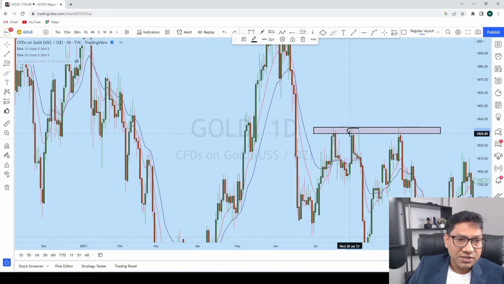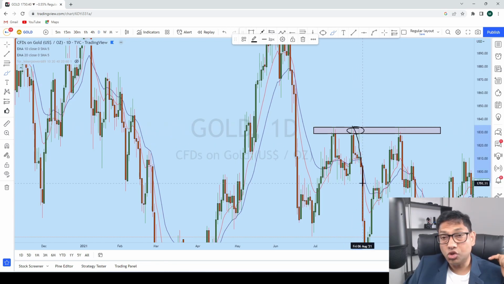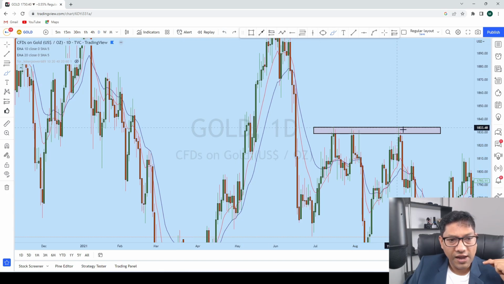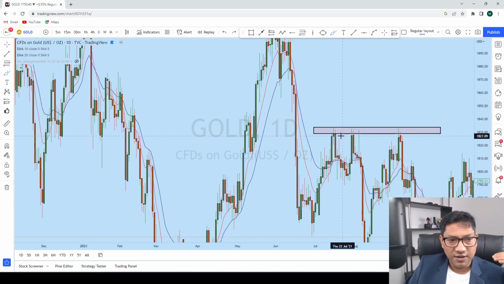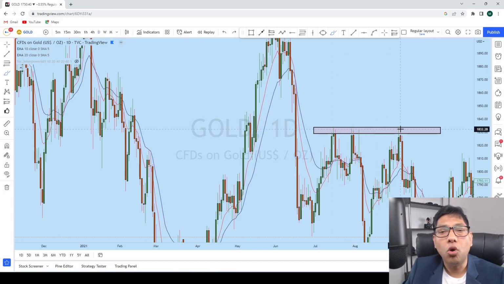Now from that supply zone, we have seen that the sellers again sold this market, created this big move to the downside. And the same thing happened when the price came to the same zone. Again, the sellers sold this market and created another impulsive move. So when you see that this is happening, that is what we call a resistance or a supply zone. Simple. Now you understand what a resistance is.